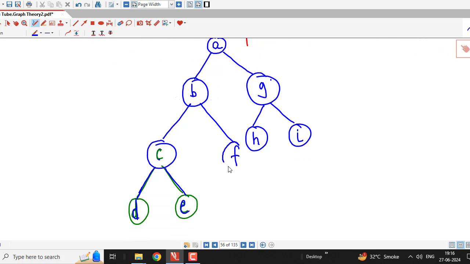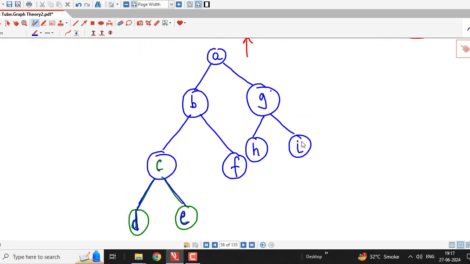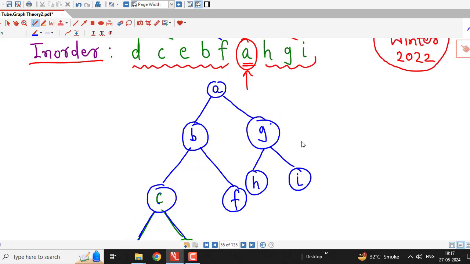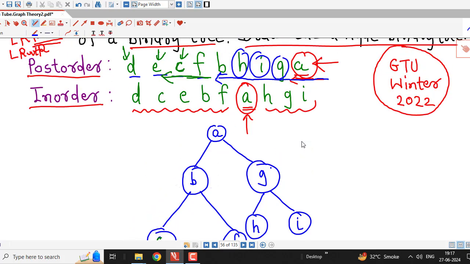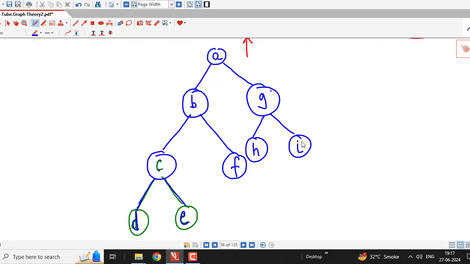And now we can see that here I have only one node, and here also one node: F, H, I. So this is the required binary tree for the given post order and in order traversal.